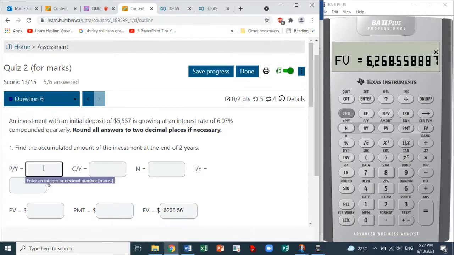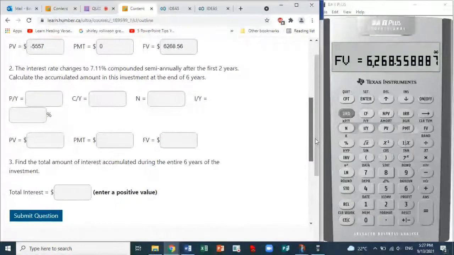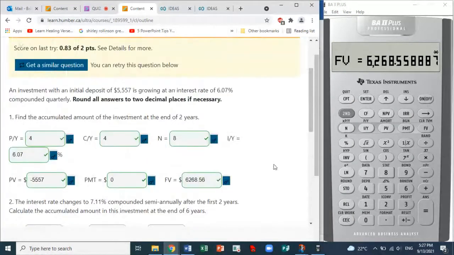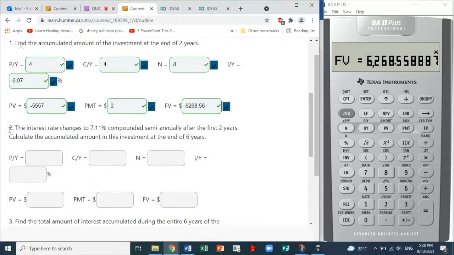Okay, so this is 4, PY is 4, CY is 4, N would be 4 times 2 would give us 8. The interest would be 6.07. Present value is, we could put it in as negative 5557, and then the payment is 0. All right, so it's an intermediate calculation, so let's submit to ensure that we are on the right track. All right, now we have a change.